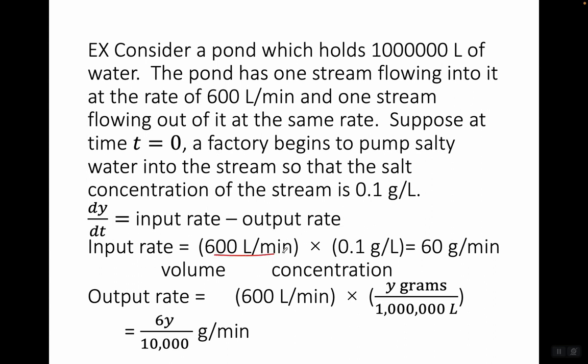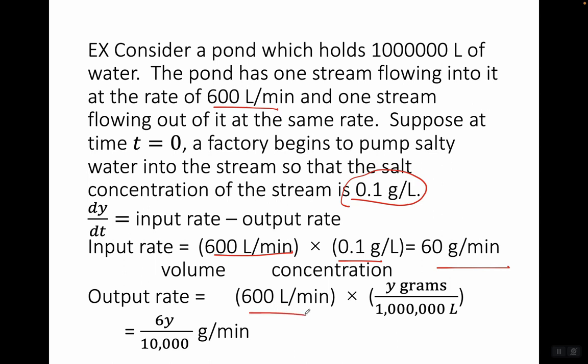The input rate is going to be the volume times the concentration. The volume, the rate at which water is flowing into the pond, is 600 liters per minute. We were told that. The concentration of salt in the stream, I should say, is 0.1 grams per liter. Multiply that together, and we get the rate at which salt is flowing into the pond. That's the input rate. That turns out to be 60 grams per minute. The output rate's a little trickier.